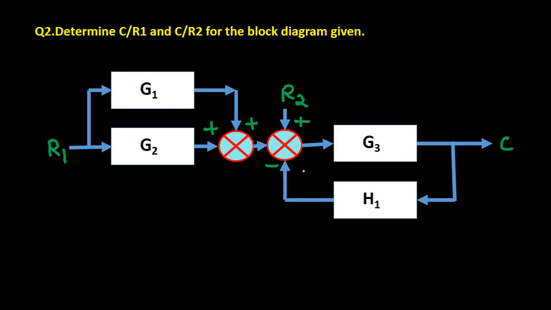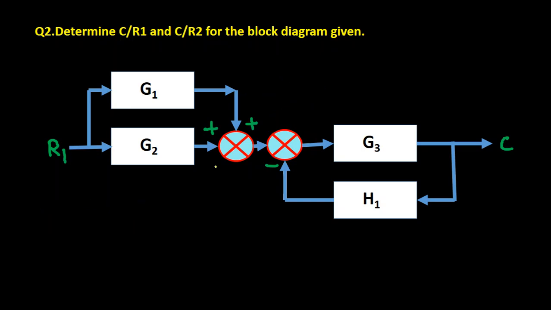Now next problem is when two inputs are given for the block diagram. So we have to determine here C by R1 and C by R2 for the block diagram given. So here two inputs R1 and R2 are given. So first we consider R2 is equal to 0. Assume R2 is equal to 0. So this whole thing will be eliminated from this block diagram. So the diagram will look like this.